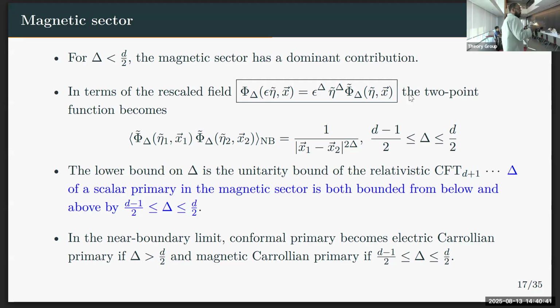So you can forget everything I just said. The only thing to remember from this slide is that in the near boundary limit, if you have a conformal primary on the Euclidean AdS sector d plus 1, it becomes an electric Carrollian primary if delta is greater than d by 2, and a magnetic Carrollian primary if delta lies between (d minus 1) by 2 and d by 2. So that's the only point.